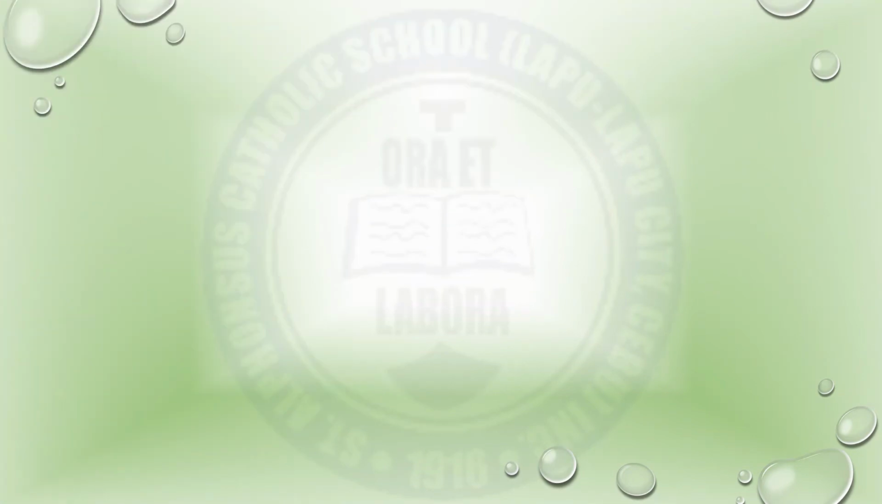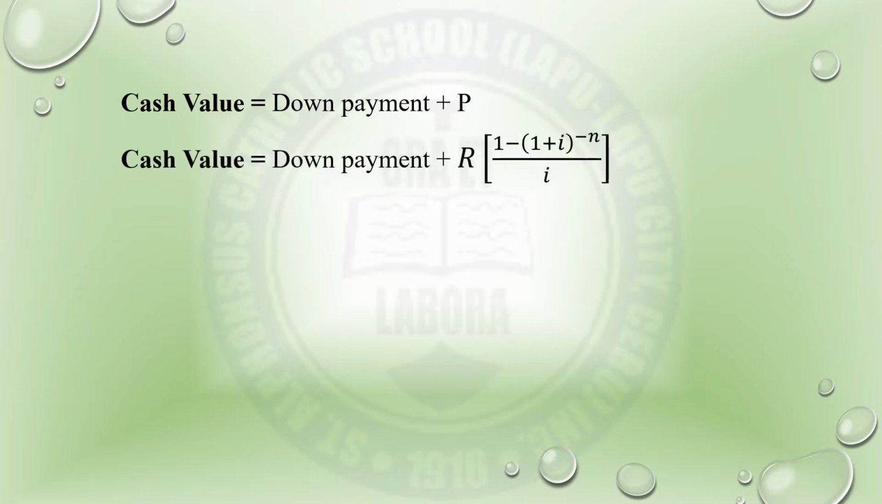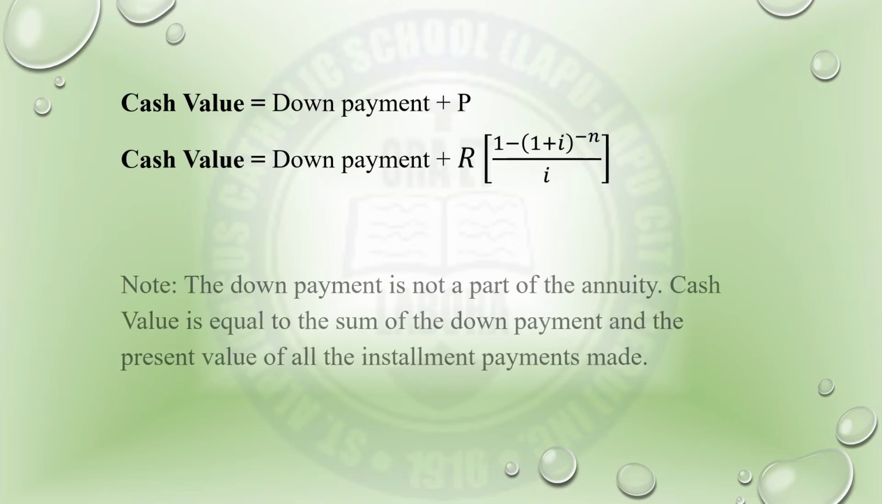If you are asked to get the cash value of a certain item or service to a company, use this formula. Cash value is equal to down payment plus P, or cash value is equal to down payment plus the equivalent notation of P, which is R times the quantity of 1 minus the quantity of 1 plus I raised to negative n over I. Note that the down payment is not a part of the annuity. Cash value is equal to the sum of the down payment and the present value of all the installment payments made.